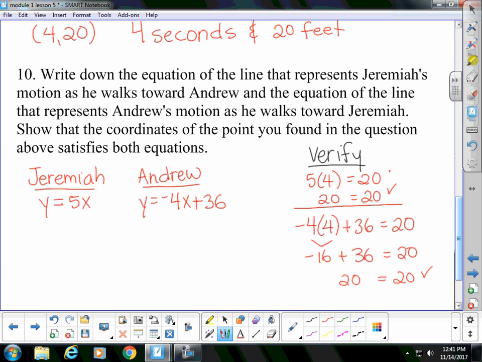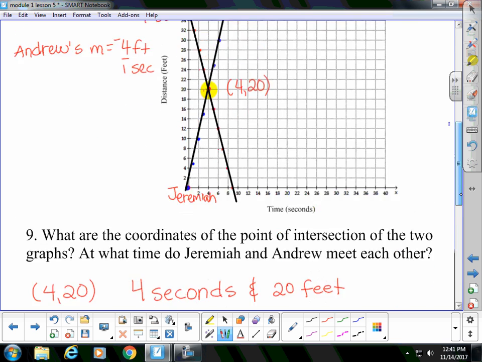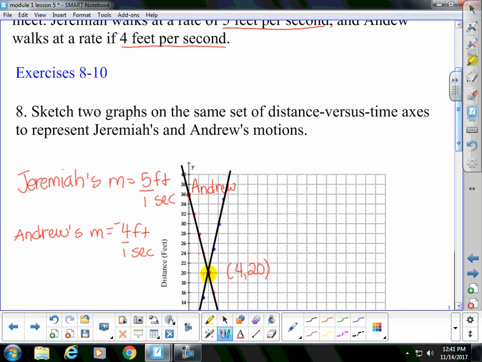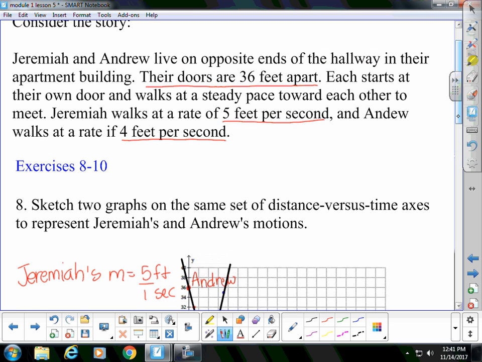Okay, so that's looking at two graphing stories, seeing where two people end up meeting up. One's going to have a positive slope, the other one's going to have a negative slope. The slope has to do with whatever the constant rate is. So whether they're walking, whether they're running, whatever their constant rate is.